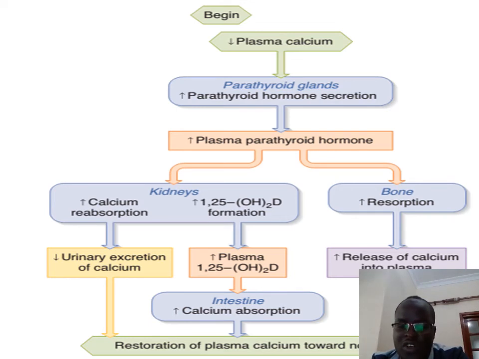If it goes into the normal range, if you have an increase in calcium, it will be inhibitory to this pathway. So you have less release of parathyroid hormone, less activation of vitamin D, and you know what will happen.